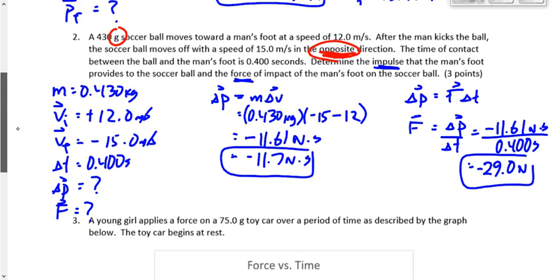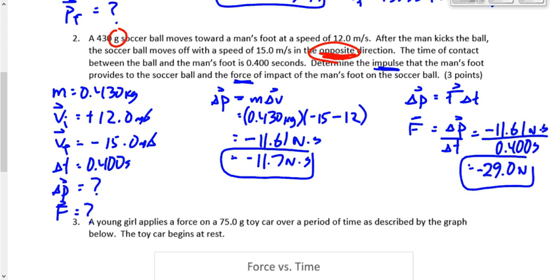Bottom line is, look, negative, we defined negative here as being away from the soccer player. Positive was toward, negative was away. We can see that my force is away from the soccer player, which should make some sense. If you're kicking the soccer ball away from you, then the force that you're applying is away from you. So that would be a negative number, to be consistent with the way we defined it there.